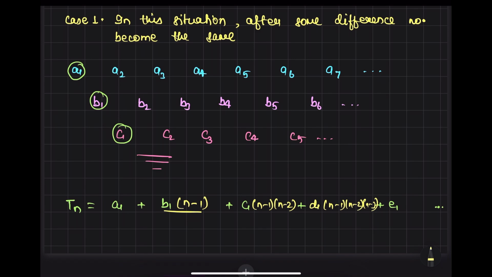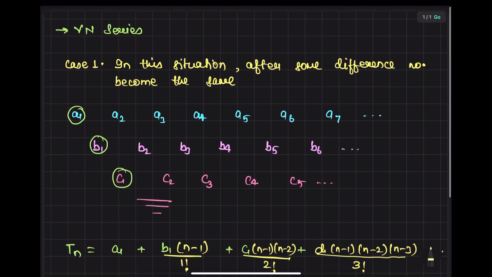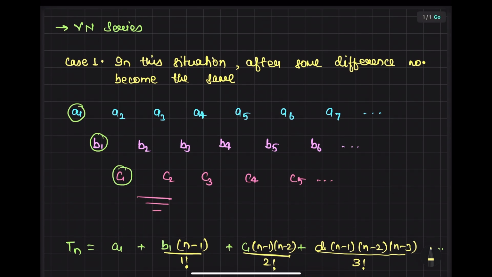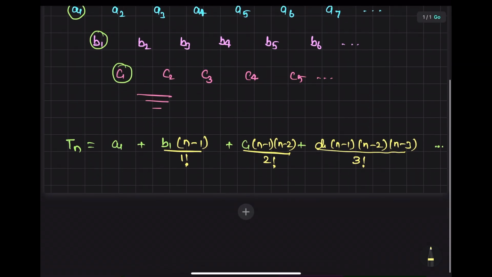Now you wrote one component in the numerator, so 1 factorial. You wrote two additional things, 2 factorial. You wrote three additional things, so 3 factorial. So this is how you will write d1 times n minus 1, n minus 2, n minus 3 divided by 3 factorial. This is how you write your formula for the nth term. Now that you have the formula for the nth term, you can apply the limit. So this is case 1.